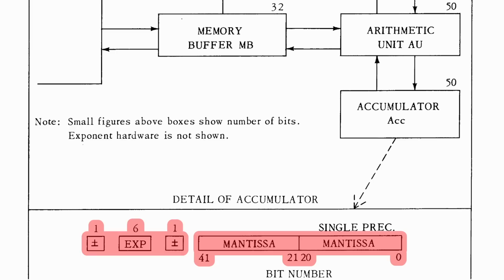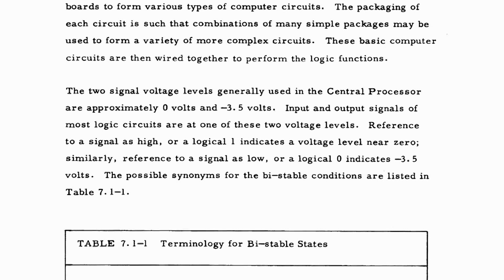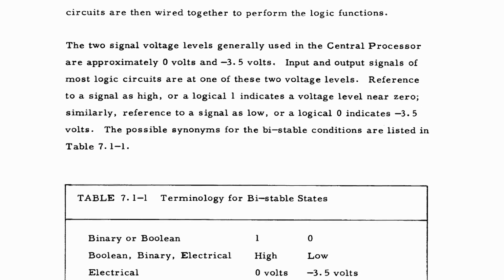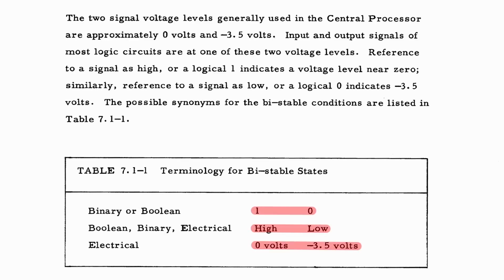But before we get ahead of ourselves with the full adder, let's take a look at this page here in the manual. It shows the terminology for bistable states, and they have 1 and 0 as high and low, and they're showing that as 0 volts and minus 3.5 volts. But I think that's actually a typo. I think this thing is using negative logic. So minus 3.5 volts is 1 and 0 volts is 0.